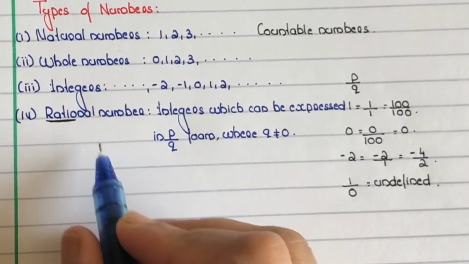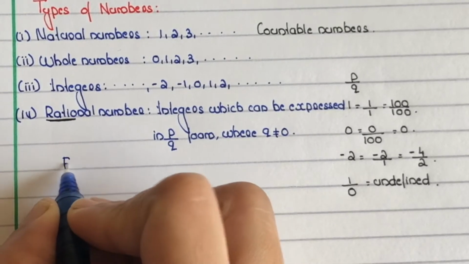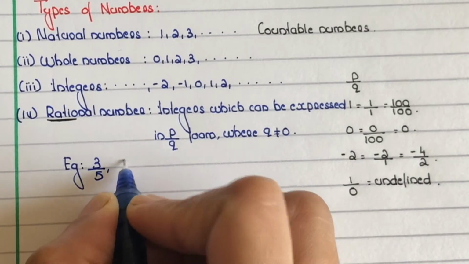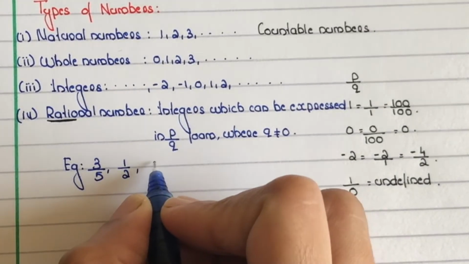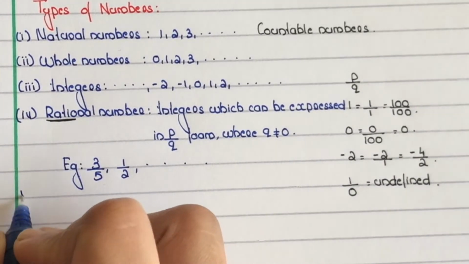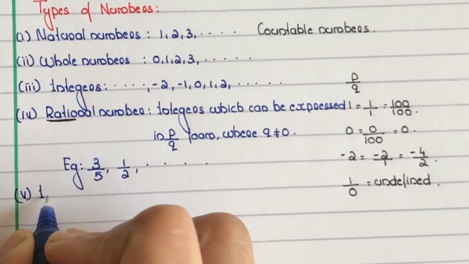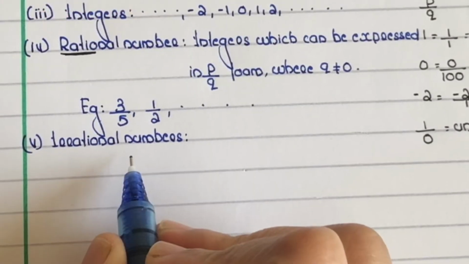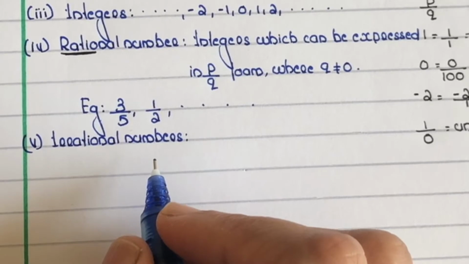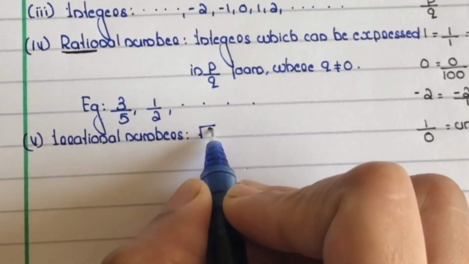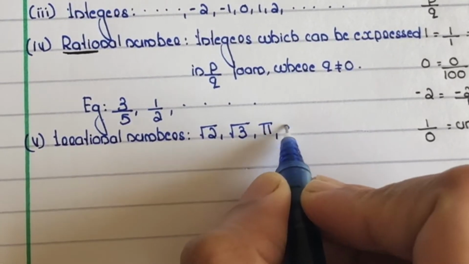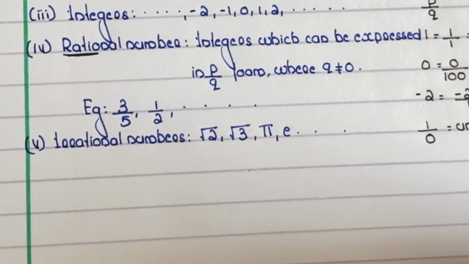Other than this, you can give some more examples of rational numbers: 3 by 5, 1 by 2, etc. Now the next type of number is irrational numbers. Irrational numbers are numbers other than rational numbers. For example, √2, √3, and we have some constants, isn't it? Pi, e, etc. They are known as irrational numbers.